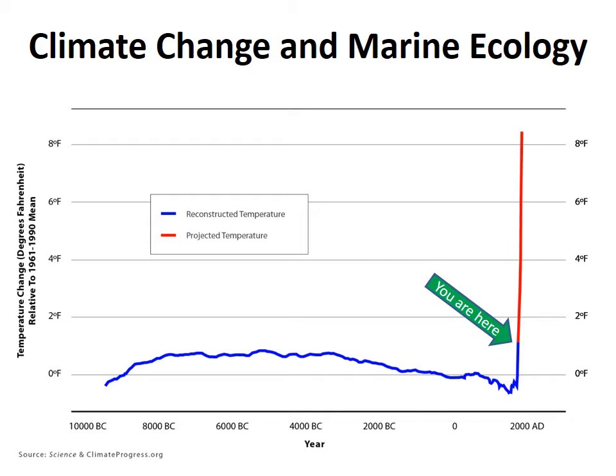In this time series that goes from 10,000 or 12,000 years ago up to the present, you can see that our average temperature has been pretty steady until about 150 years ago, and all of a sudden we had this major temperature spike that is projected to continue to increase due to greenhouse gas pollution.